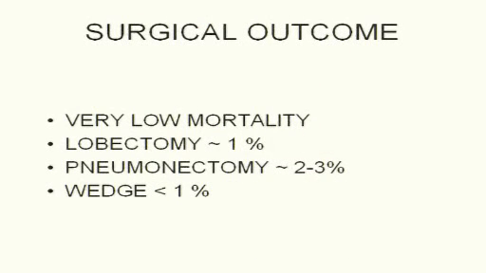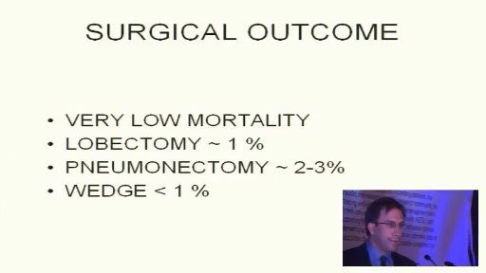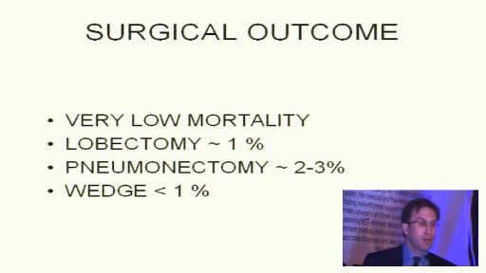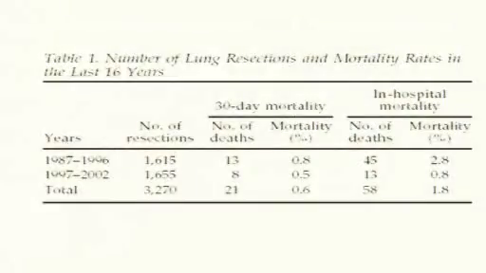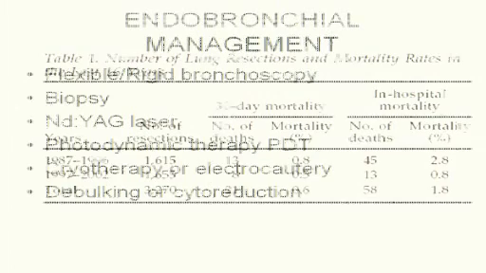Surgical outcome: the mortality is extremely low. Lobectomy is less than 1%. Pneumonectomy is about 2-3%, even less these days. It's well below 1% in 2009. Those were the numbers in 2002, and the mortality was already below 1%.